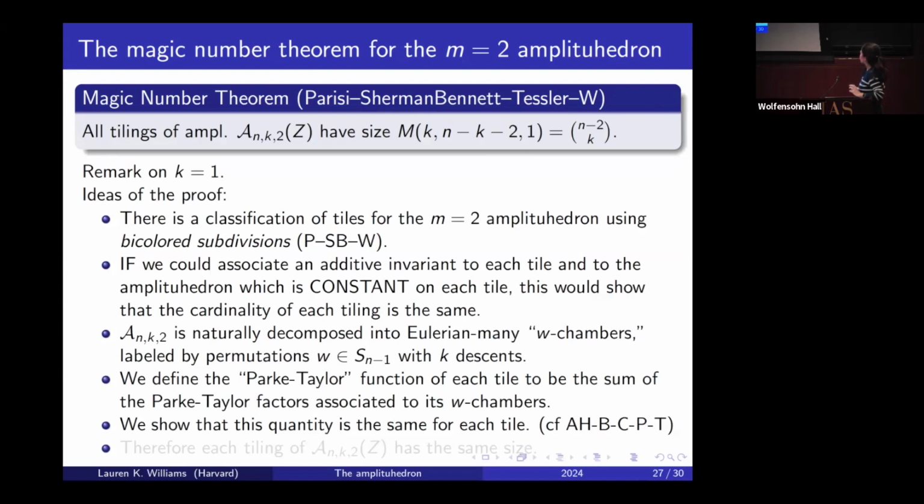And the fact that this quantity is invariant is very related to a paper of Arkani-Hamed, Bourjaily, Cachazo, Postnikov, and Trnka. It's very, very related to their paper on non-planar on-shell diagrams. Okay, but anyway, once we've defined this additive invariant and shown it's constant on every tile, it follows that every tiling has the same size. And there's one tile we understand very well, and it has n minus 2 choose k.